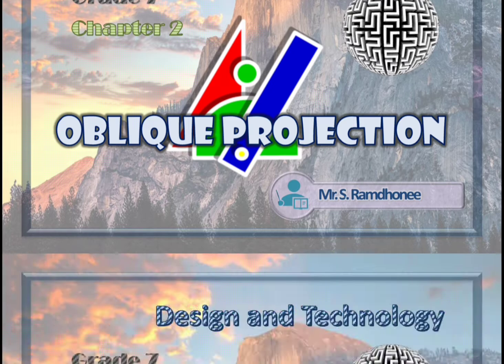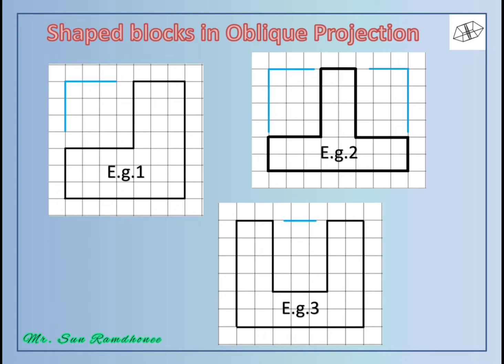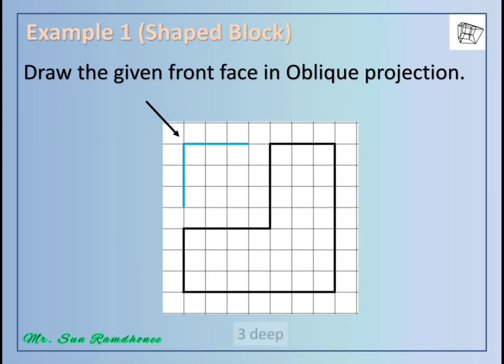This video is part 2 on oblique projection and we are going to draw shape blocks. So let's get started. Here are a few examples of shape blocks. We need to draw this shape block in oblique projection. Next thing is that we have been given the information about the depth. It has been written 3D.